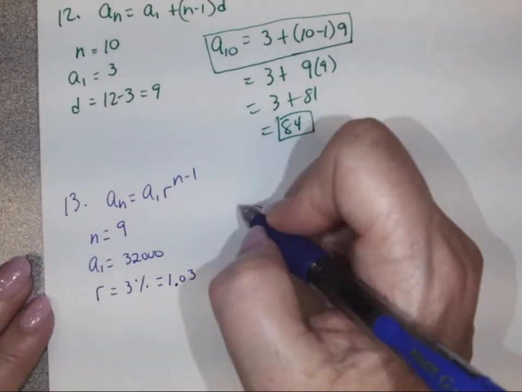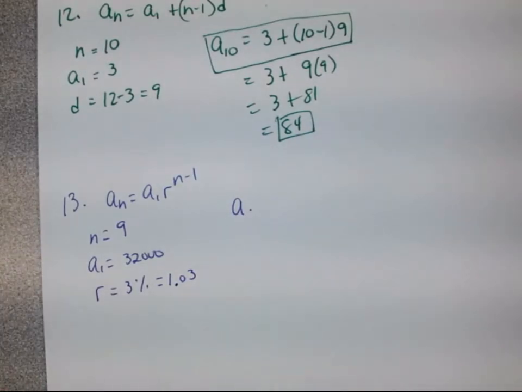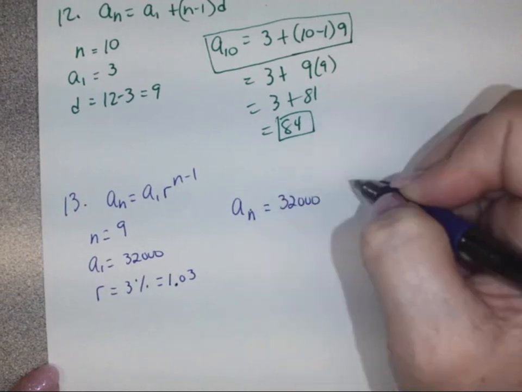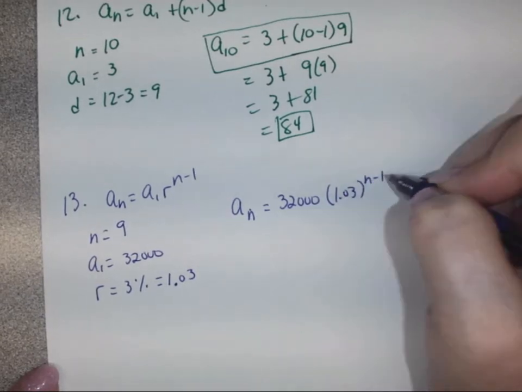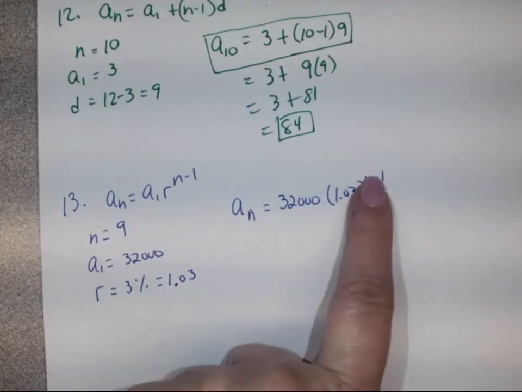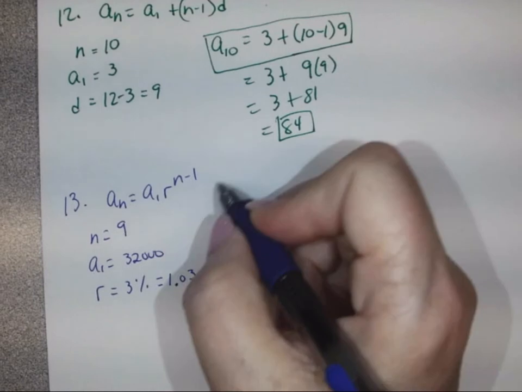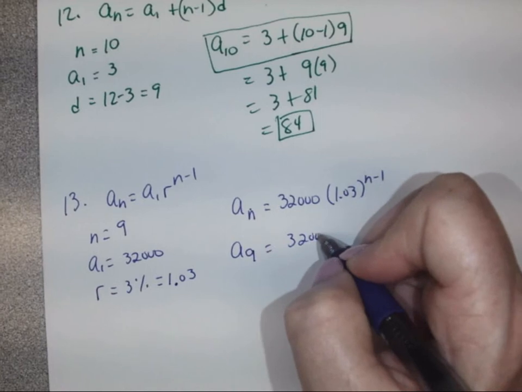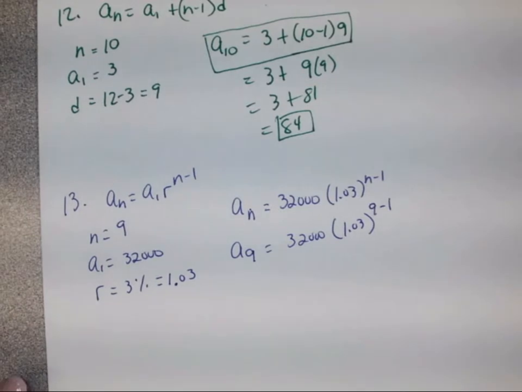All right, so let's set up our formula. It told us to create a formula that can be used to calculate the salary in year N. So it'll be a sub n is equal to 32,000 times 1.03 to the n minus 1, if we're actually asked to set up that formula. Usually I don't ask you to do that, just do the formula itself. So that would be in any year, but we want to find year 9. So a sub 9 equals 32,000 times 1.03 to the 9 minus 1.